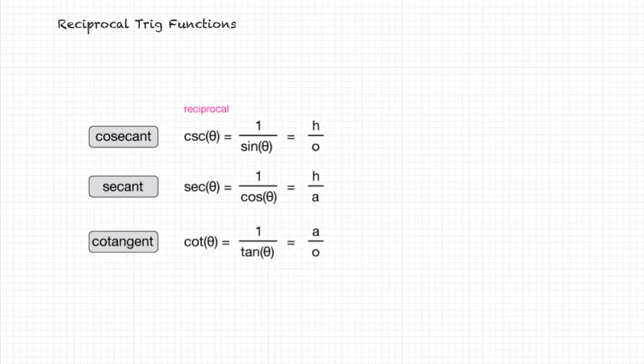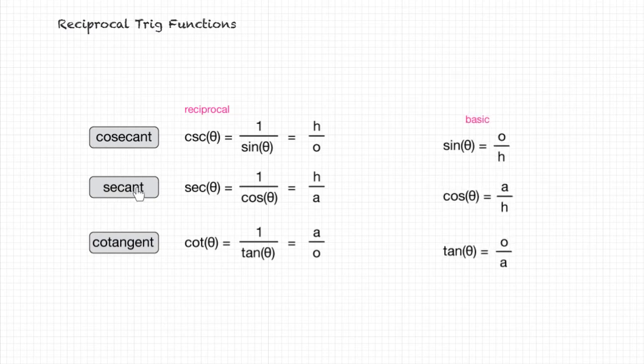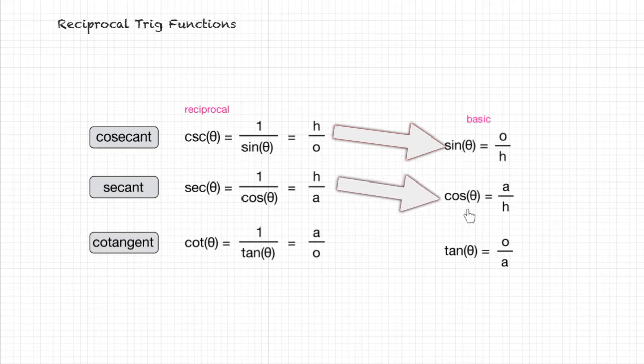So, reciprocal trig functions. As we saw in lesson 1 of section 10.1, the basic trig functions are sine, cosine, and tangent. The reciprocals are cosecant, secant, and cotangent. Cosecant is reciprocal to sine, secant is reciprocal to cosine, and cotangent is reciprocal to tangent, okay?